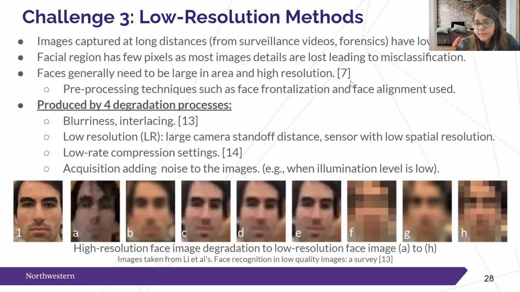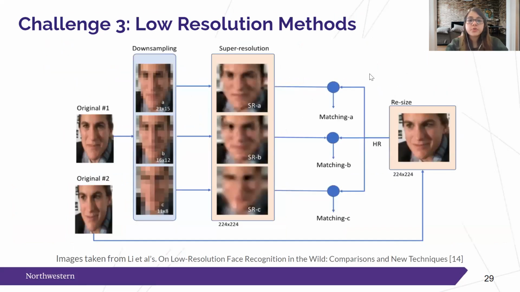But because the image is low resolution, we first need to apply some techniques to improve it and address the degradation processes. The general degradation processes are blurriness, large camera standoff distance, low spatial resolution, low compression settings, and noise that gets added to images, especially when illumination levels are low or due to overexposure or underexposure. This is another example where we have a low resolution image, and we apply downsampling and super resolution techniques, and we resize the image and get a high resolution one.